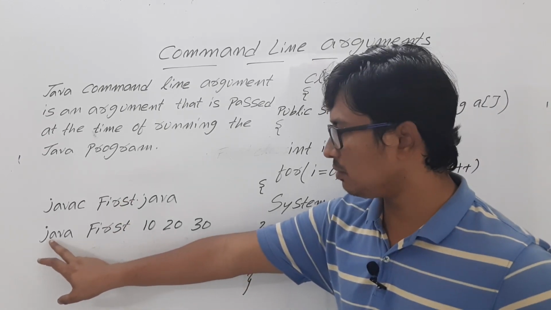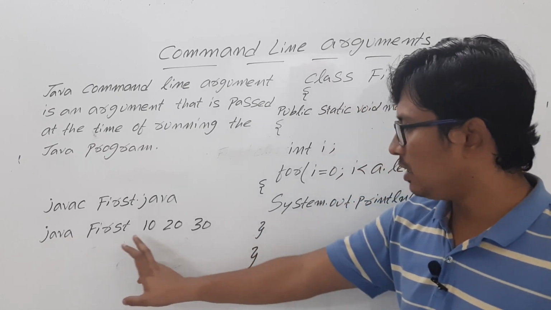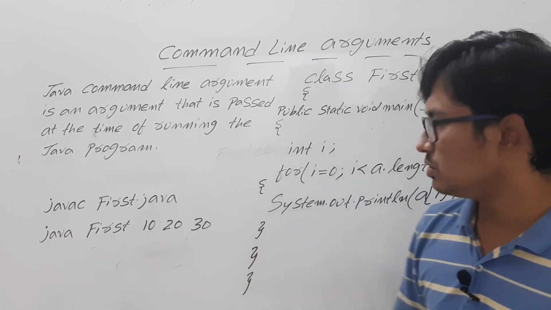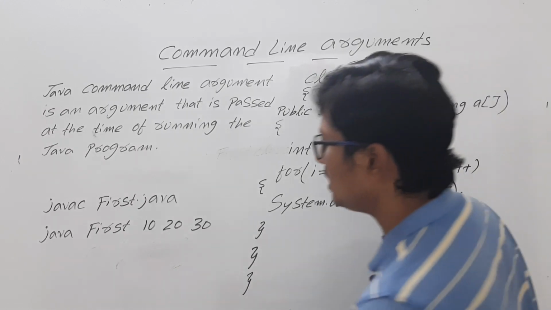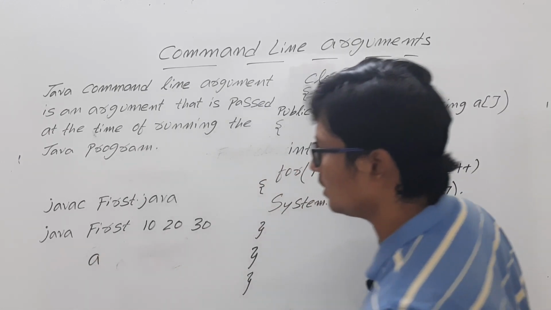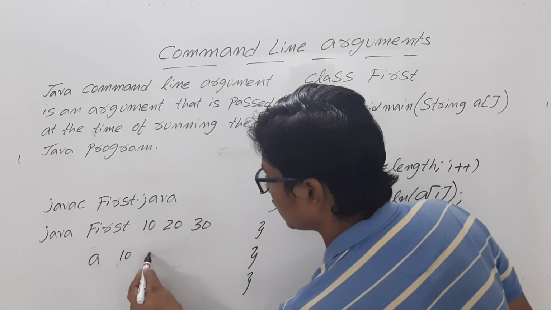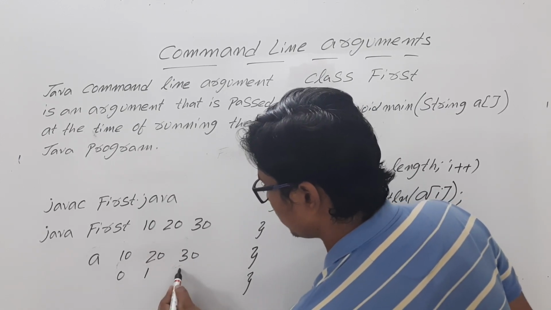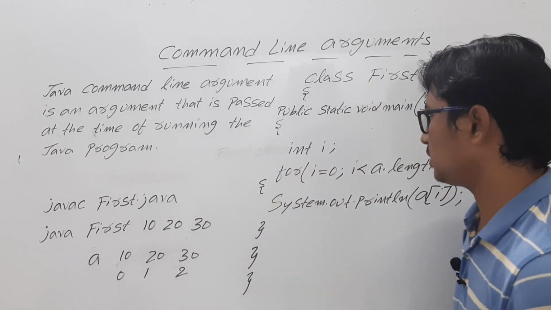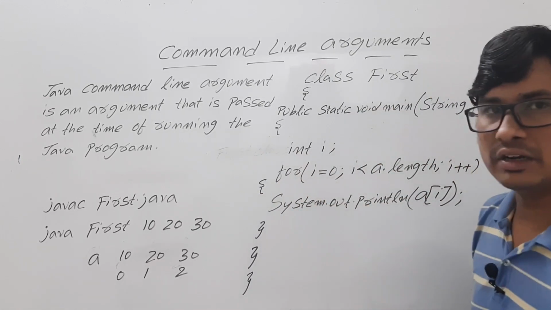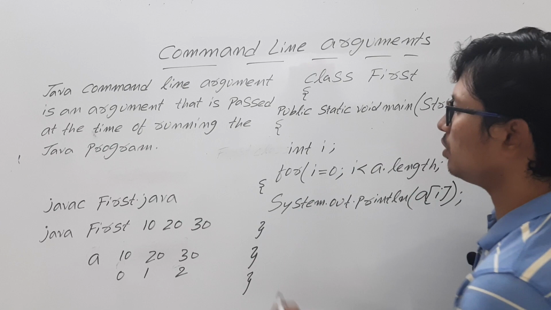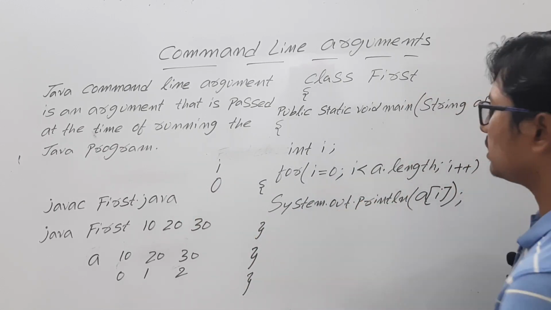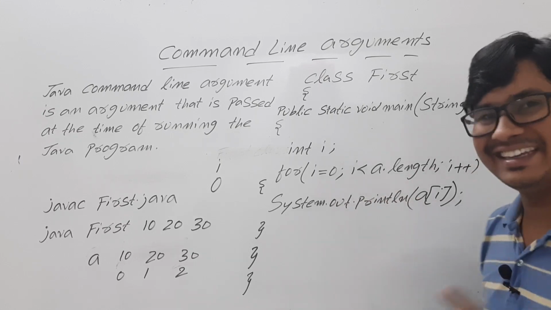So how will I run the program? Java first. I have given three arguments 10, 20, 30. So what will happen is that in the string array A, you will have the input 10, 20, 30 at the index 0, at the index 1, at the index 2 respectively. Now you have started a for loop. So for i is equal to 0. So the i value is 0.